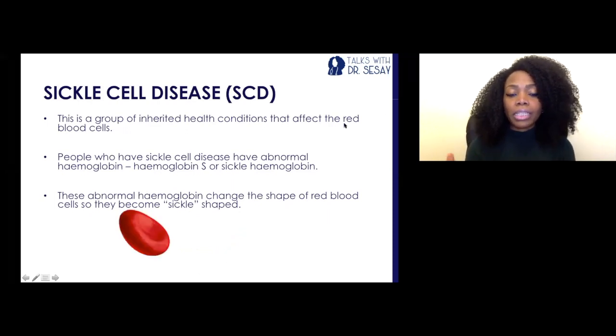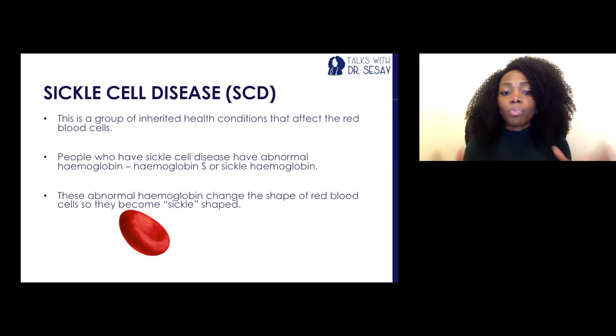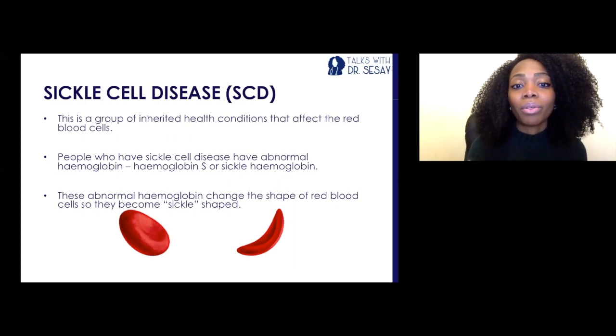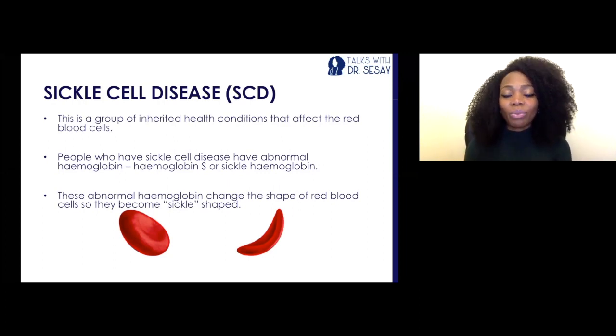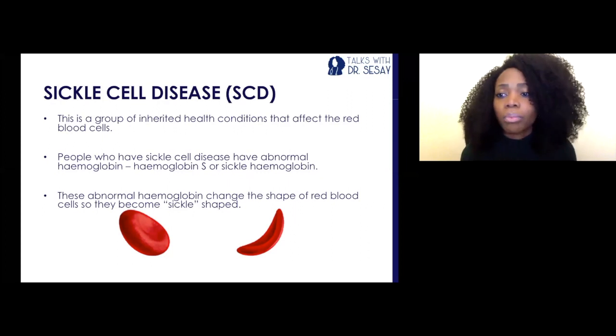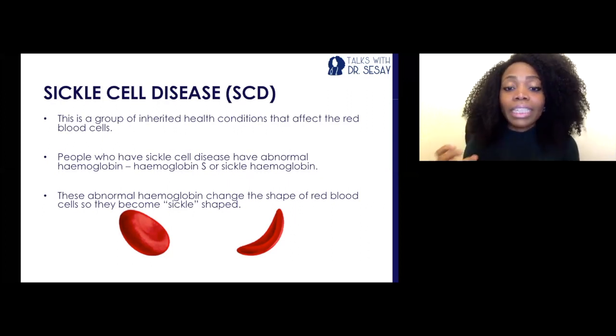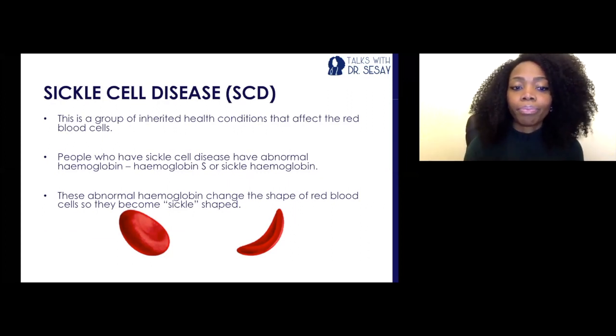So the red blood cells are normally in this sort of shape. So they're round, they're smooth, and as I say, they're quite flexible. But when you have the hemoglobin S, so the sickled red blood cells, they're in what we call a C shape or a crescent shape, kind of like the moon. And they have quite sharp edges. They're quite rigid, which means that they do break quite easily. They're not flexible. And they're also very, very sticky. So they stick to each other more.